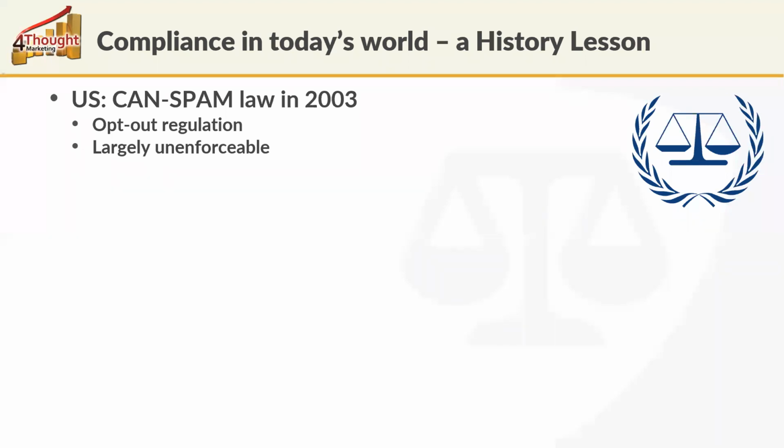The first real legal entry into the world of compliance was the CAN-SPAM law introduced in the US back in 2003. And it was an opt-out regulation. It basically said to folks, if you don't want to receive emails from a company, you can opt out. It was largely unenforceable. There are some organizations that have sprung up to try to pinpoint and highlight people who are abusing the CAN-SPAM law, but there has been very little enforcement of the law over the years.